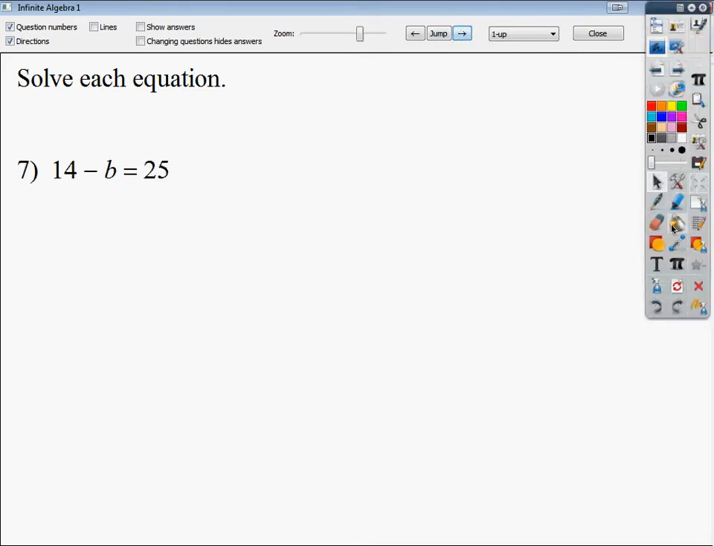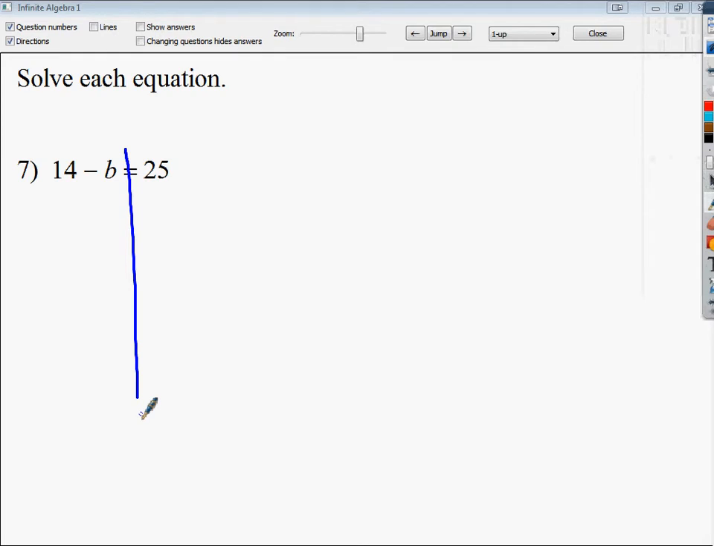This one's a little bit of a different look. It's still an add-subtract relationship, but you have to pay attention to where the sign is. In this one, it says 14 minus b equals 25. The relationship between the b and the 14 is one of add or subtract. In this case, it's 14 minus the b. But I'm not trying to get 14 by itself. I'm trying to get b by itself. So I need to think, what sign is on 14? Well, this is plus 14. In order to get rid of it, I need to subtract 14.